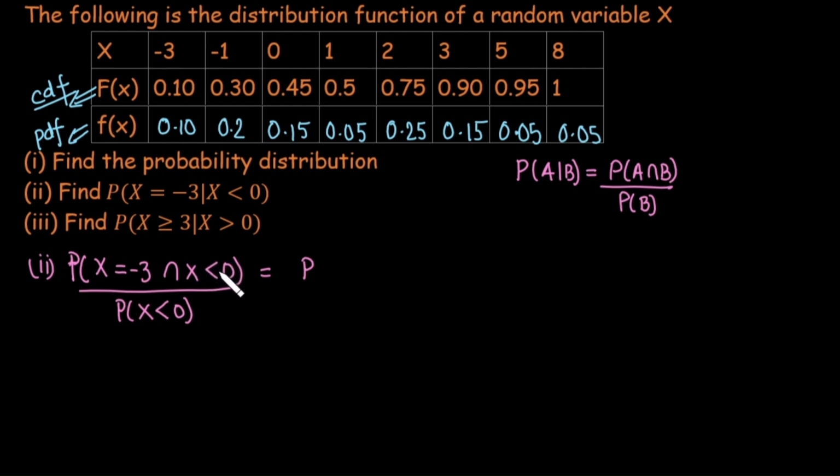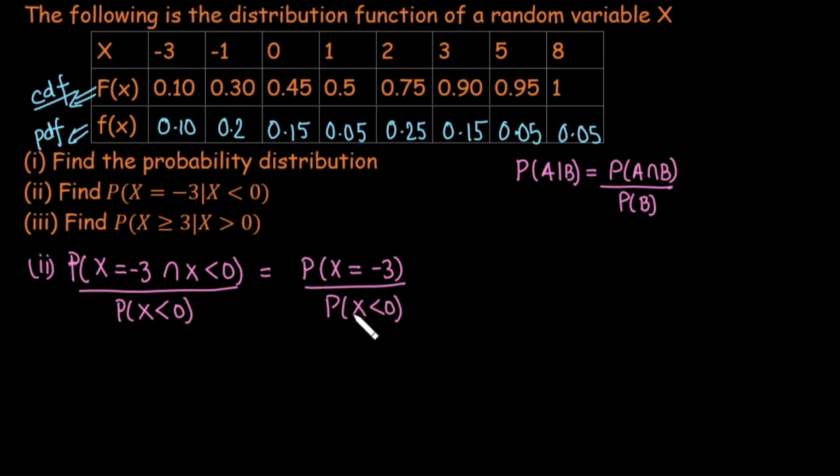Which values are less than 0? -3 and -1. So what is the intersection of these two? That is -3. It means we need the probability when the random variable value is equal to -3, divided by probability x less than 0. Now we know the probability at x is equal to -3 is 0.1.